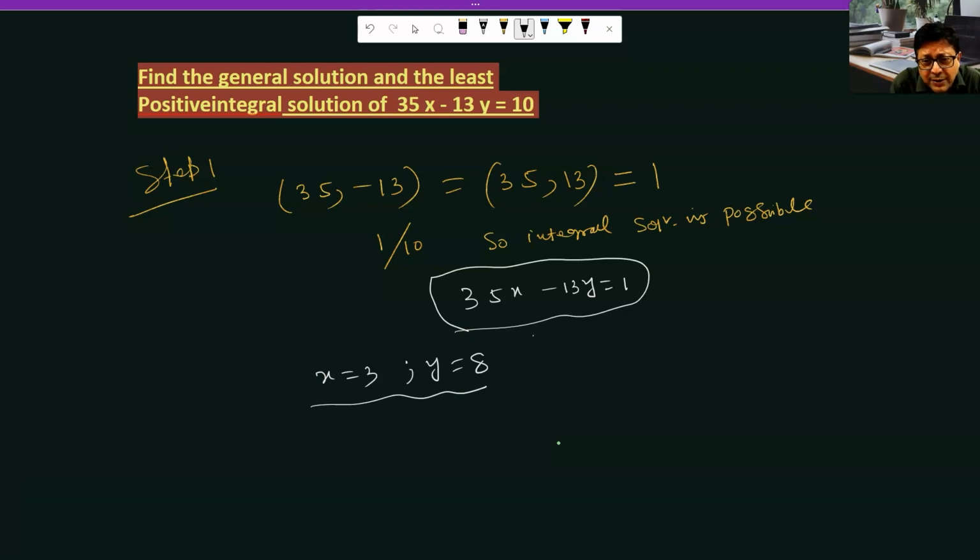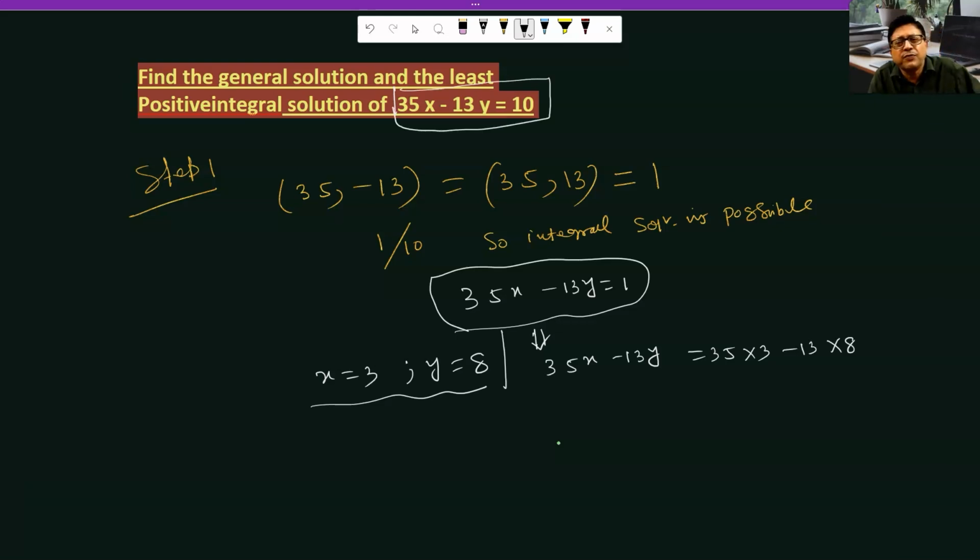So this observation implies that 1 can be expressed as a linear combination of 35 and 13. What is that? It will be 35 into 3 minus 13 into 8. But you are asked to solve the equation 35x minus 13y equal to 10. This one you got so nicely. You must go for 10.